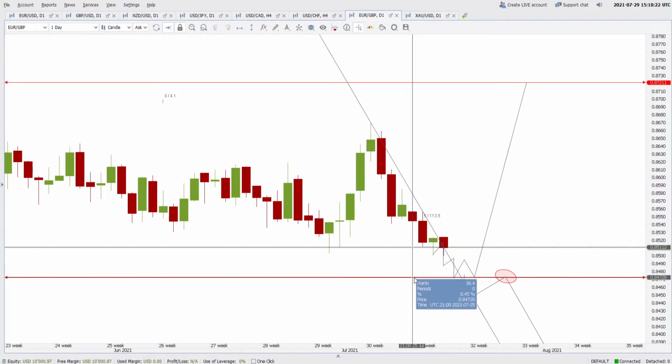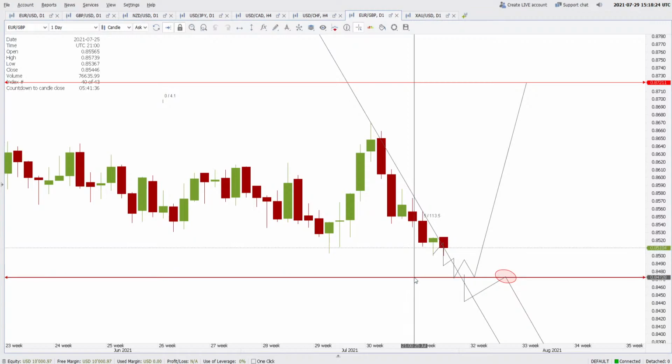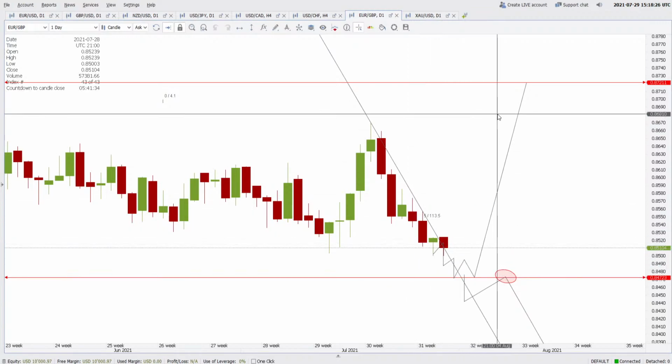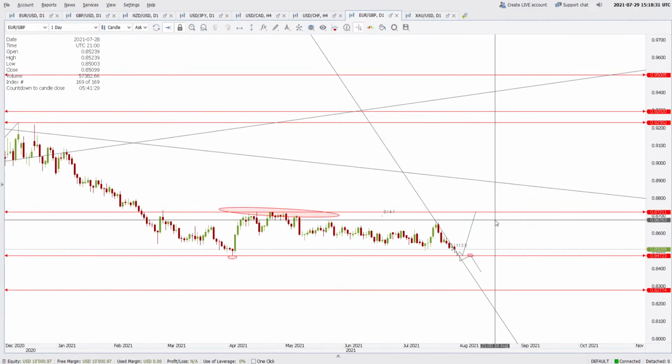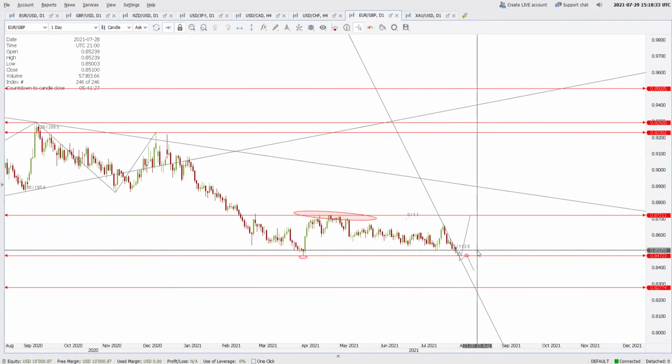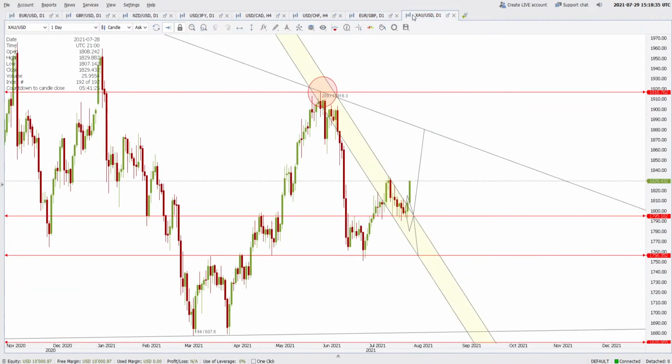Yeah, approximately 30 to 40 pips more to go down, and then maybe the price will start rising all the way. 0.8721 is the target that we are doing here, and after that there are more, but this is what we are expecting in this one.